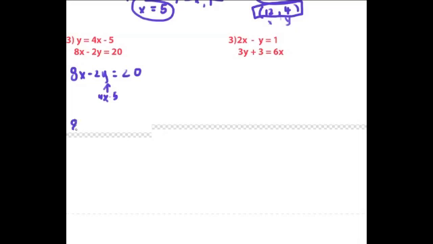So let's do that. I have 8x minus 2, and I don't want to write that y in, so I'm going to substitute that out for the 4x minus 5. Okay, and then that equals 20, and now all we do is solve. Okay, so this distributes.